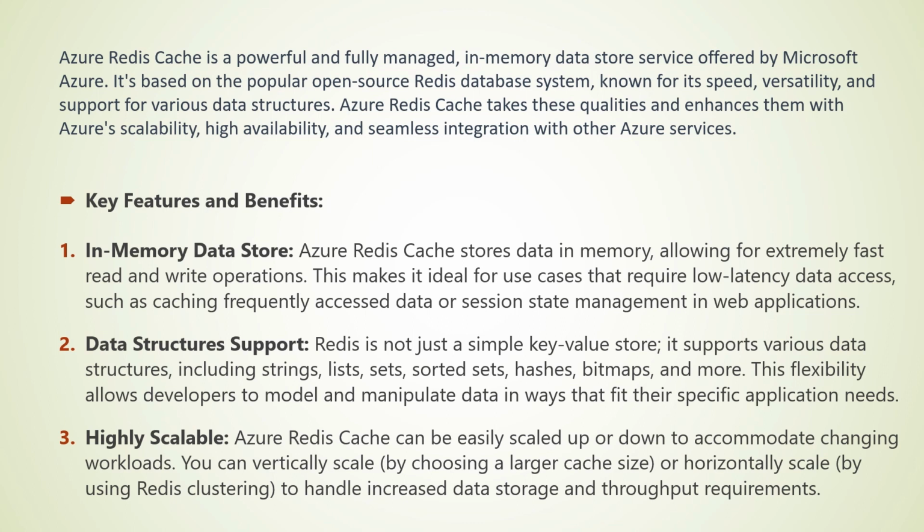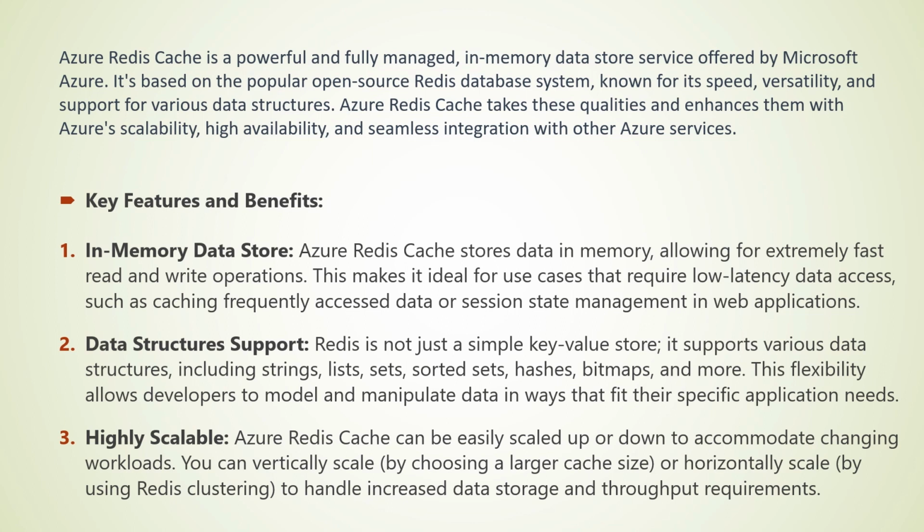Data structure support. Redis is not just a simple key-value store. It supports various data structures, including strings, lists, sets, sorted sets, hashes, bitmaps, and more. This flexibility allows developers to model and manipulate data in ways that fit their specific application needs.